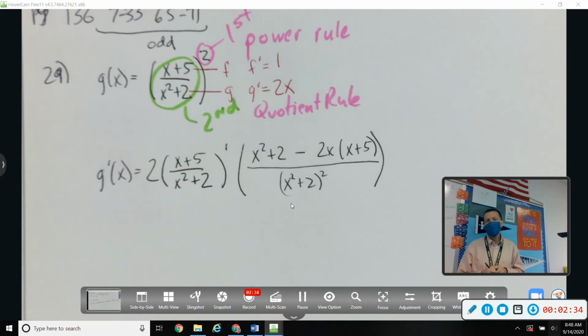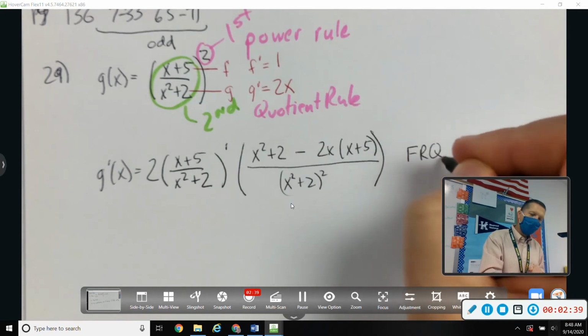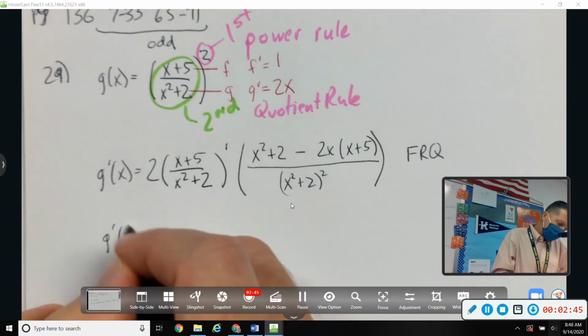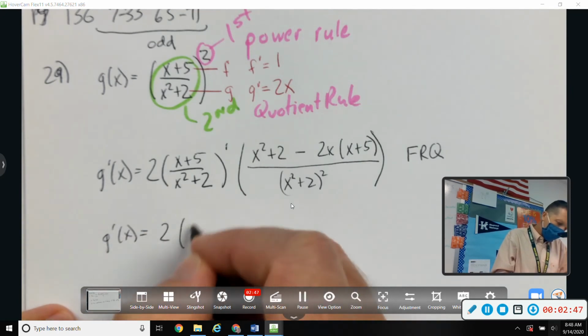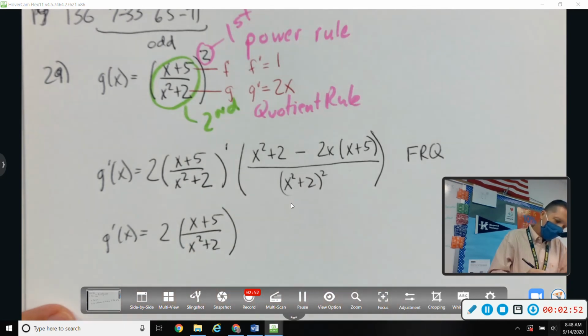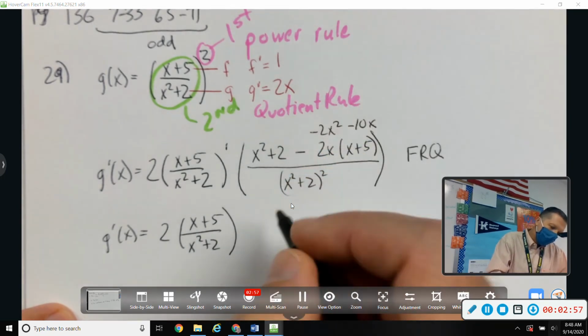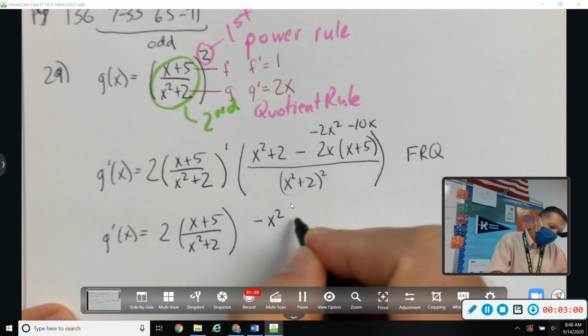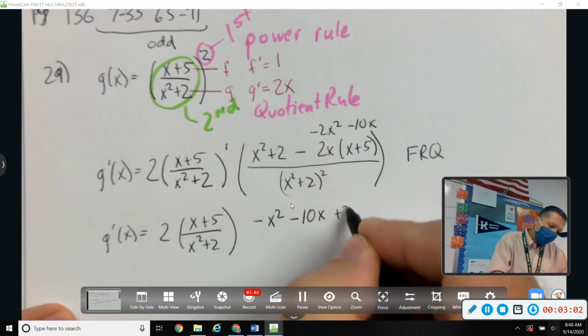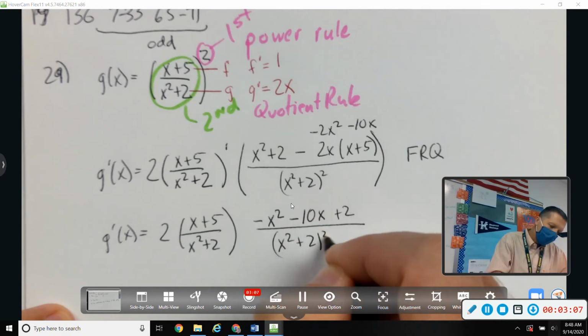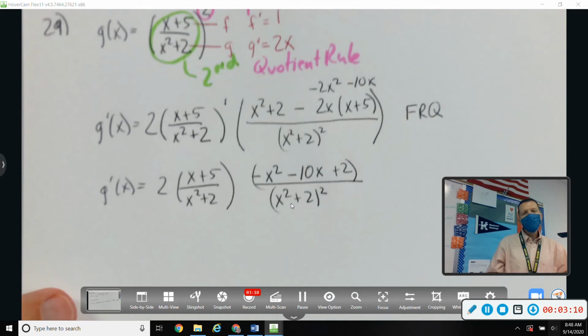I guess on a free response that would be fine, because you do have algebra left, but it's only algebra. On multiple choice, or if you're checking CalcChat or the back of the book, you've figured out by now they really like to clean things up and get crazy with their algebra. So let's see, that would be minus x squared minus 10x plus 2 in the top, x squared plus 2 squared in the bottom.